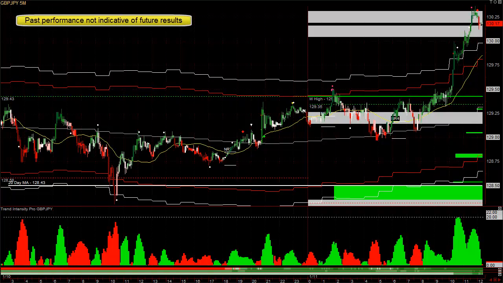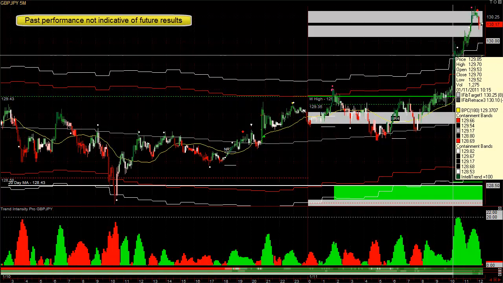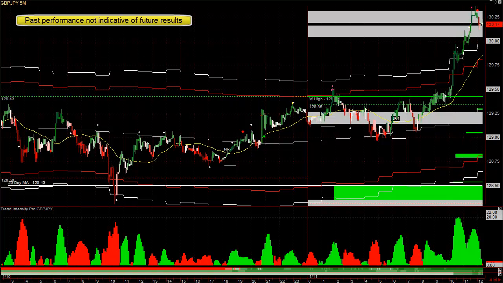Put your stop in, put your profit target, maybe a reasonable one might have been right here, or at least put an alert on your chart, and then come back and take the trade later.